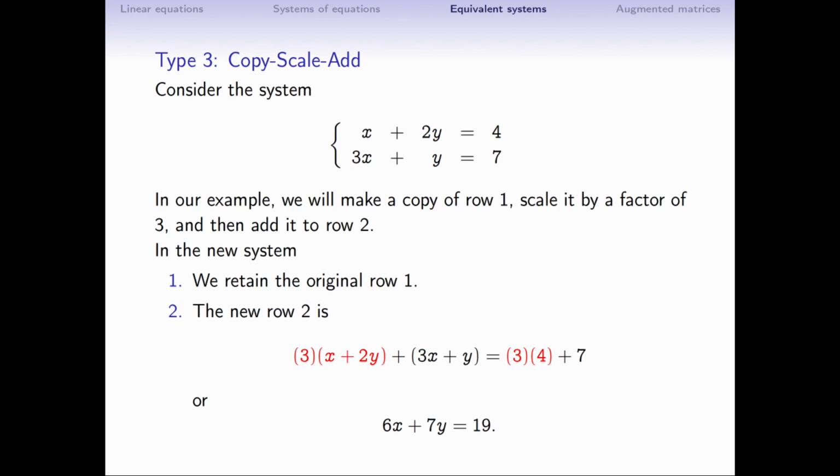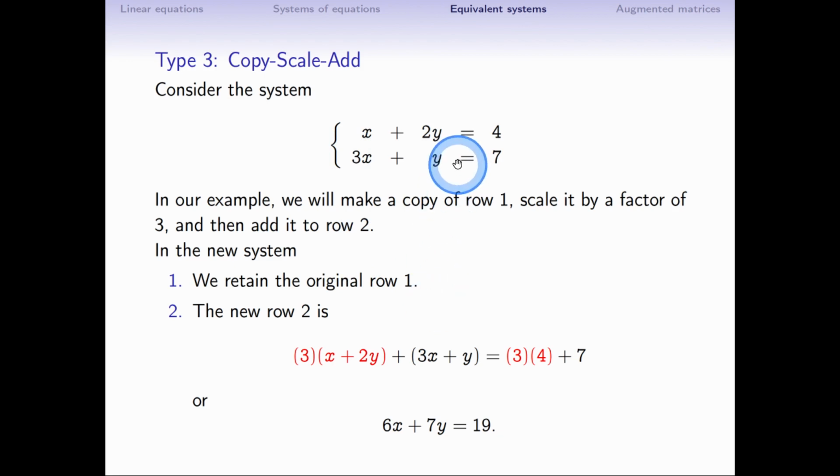So the important thing to understand here is that I'm using row 1 to make an effect on row 2. So we're going to retain the original row 1 when we form our equivalent system. We're not going to be changing row 1 at all. So this will appear intact in our equivalent system. Now, all of our changes are occurring to row 2. Remember, we're making a copy of this row, scaling it by 3, and tacking it onto this row. So let's see what that's going to look like.